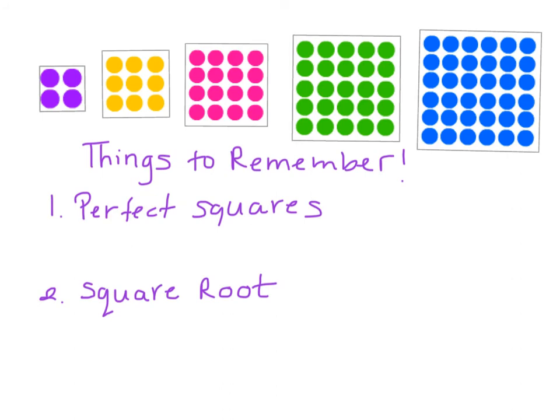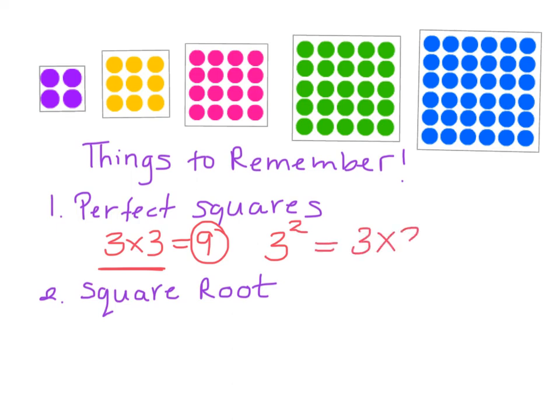So here are the things to remember. Perfect squares are when you multiply the same number by itself. So 3 times 3 equals 9. 9 is our perfect square. You can also write perfect squares. Instead of writing the digits twice, you can write it one time with the squared symbol. And that represents 3 times 3, which also will still equal 9 as our perfect square.